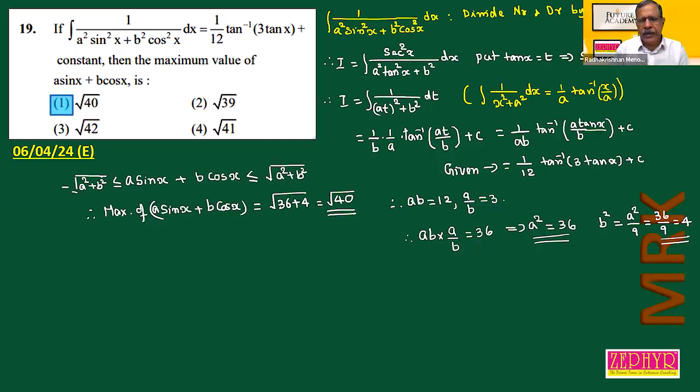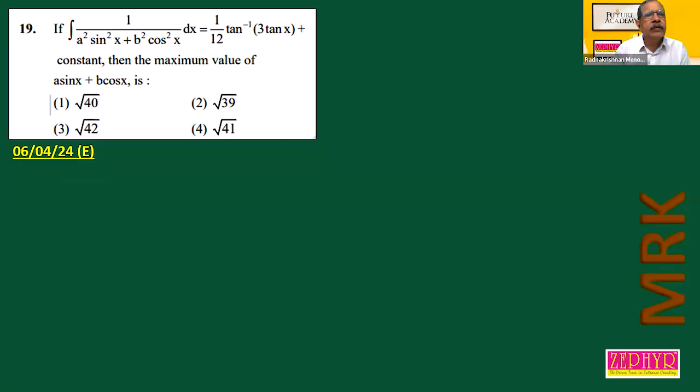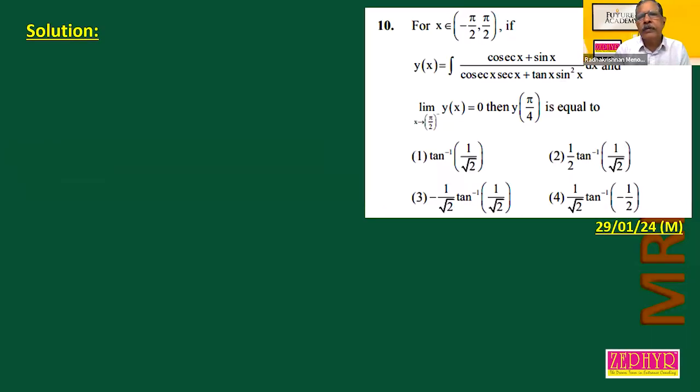Let us do one more question, I think. This we did just now. Okay, this question. y of x is equal to cosec x plus sin x over cosec x into sec x plus tan x into sin squared x. And afterwards, you have to apply the limit: limit x tends to pi by 2 of y of x is equal to 0.